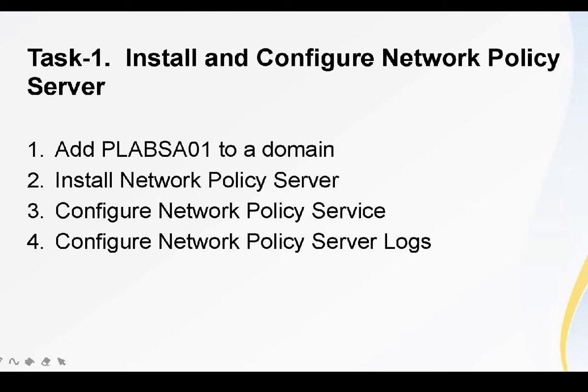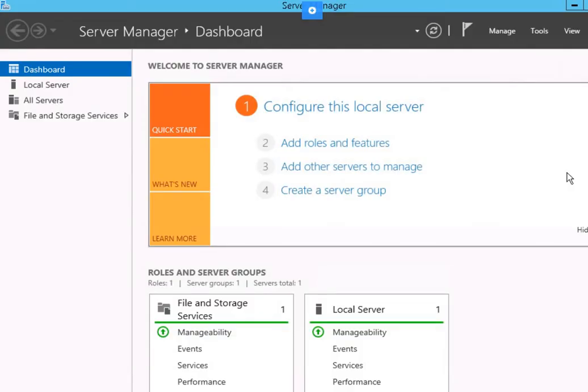Anyway, in this task we will see how to install Network Policy Server, which is a Microsoft implementation of the RADIUS protocol. You will not configure a dial-up remote access server, but instead install and set up a VPN server based on Microsoft Routing and Remote Access Services. So this is a standalone server, and we are starting from the standalone server.